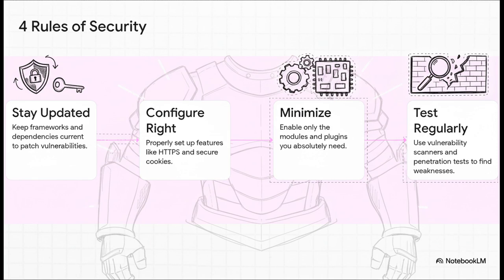Number 1, stay updated. You have to keep the framework current to get all the latest security patches. Number 2, configure it correctly. You can't just leave it on the default settings. Number 3, minimize your attack surface. That just means only using the parts of the framework you actually need. And number 4, test, test, and test again. You have to constantly be looking for weak spots to make sure that armor is as strong as it can be.